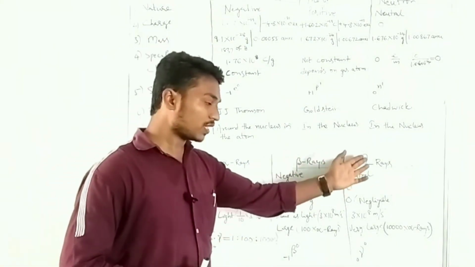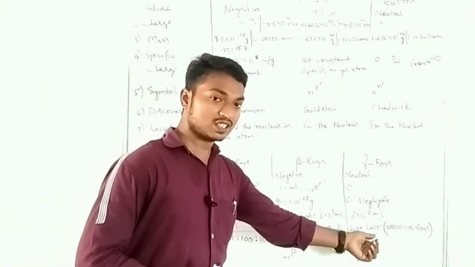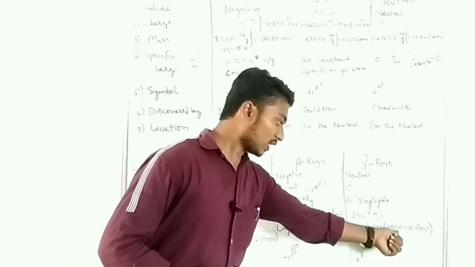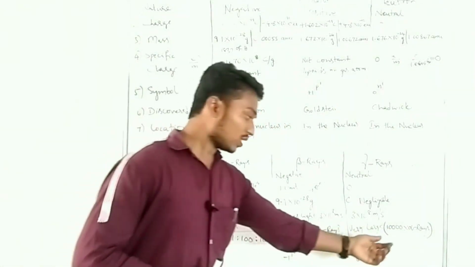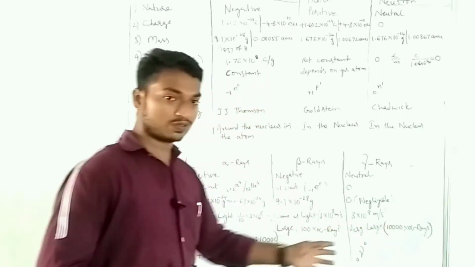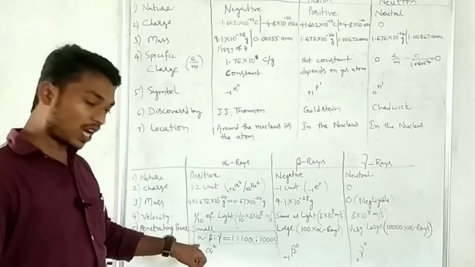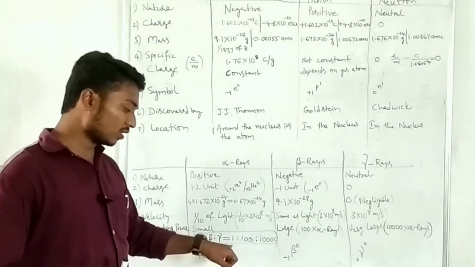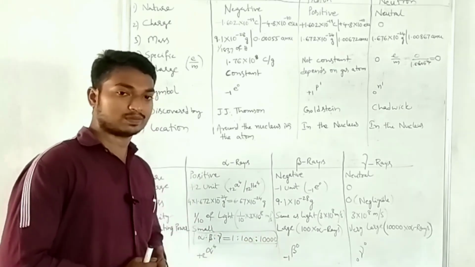If you observe the gamma rays, the penetrating power for the gamma rays is very large. It is nearly 10,000 times more than the alpha rays. If you take the ratio of the penetrating power for alpha rays, beta rays and gamma rays, it is equal to 1:100:10,000.